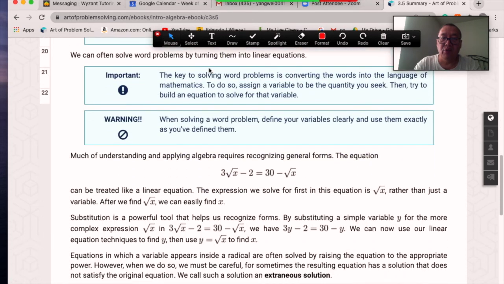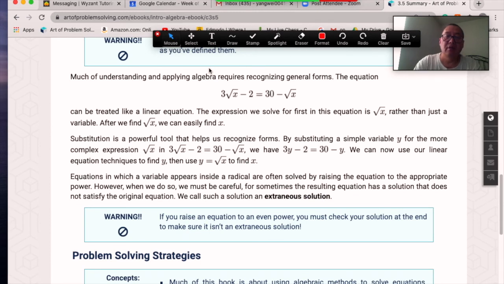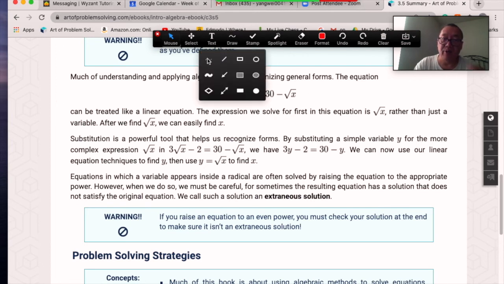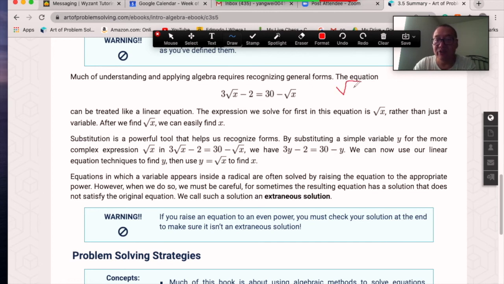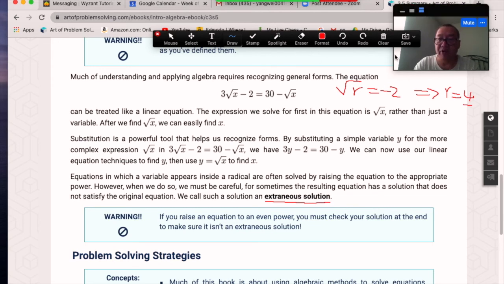Then we learned to solve linear equations in this course. Then later we also had an example. Remember that one? Root r. Later we got this one equals -2. Then that means this one has no solution. But if you just square both sides, you get r equals 4. This solution we call an extraneous solution. That means this actually is not a real solution. It's a fake solution.